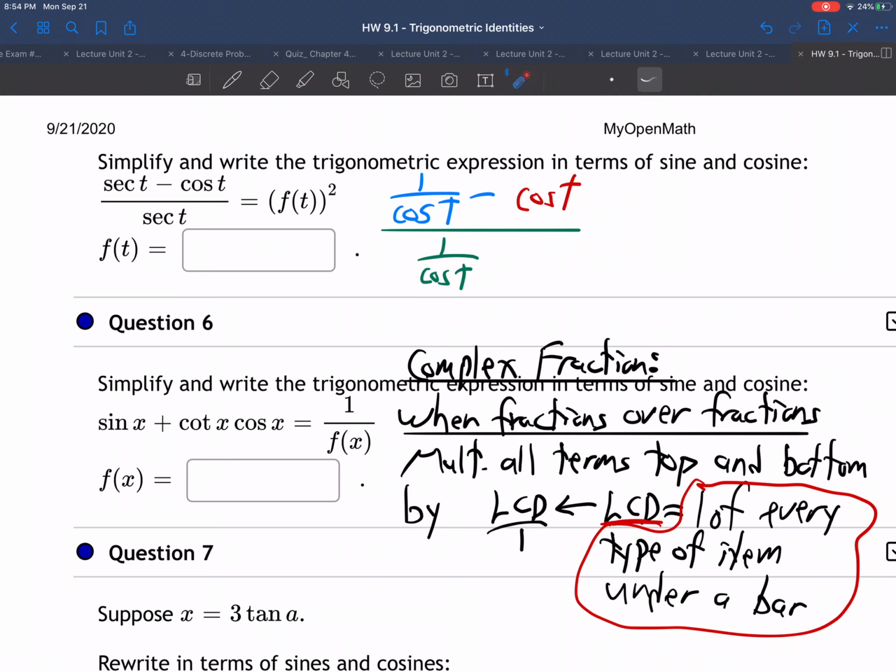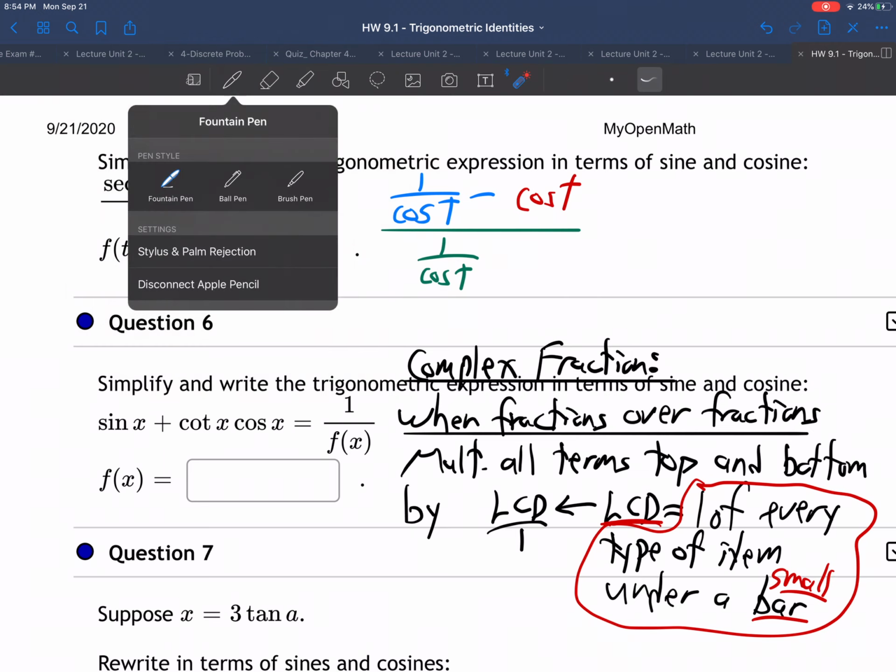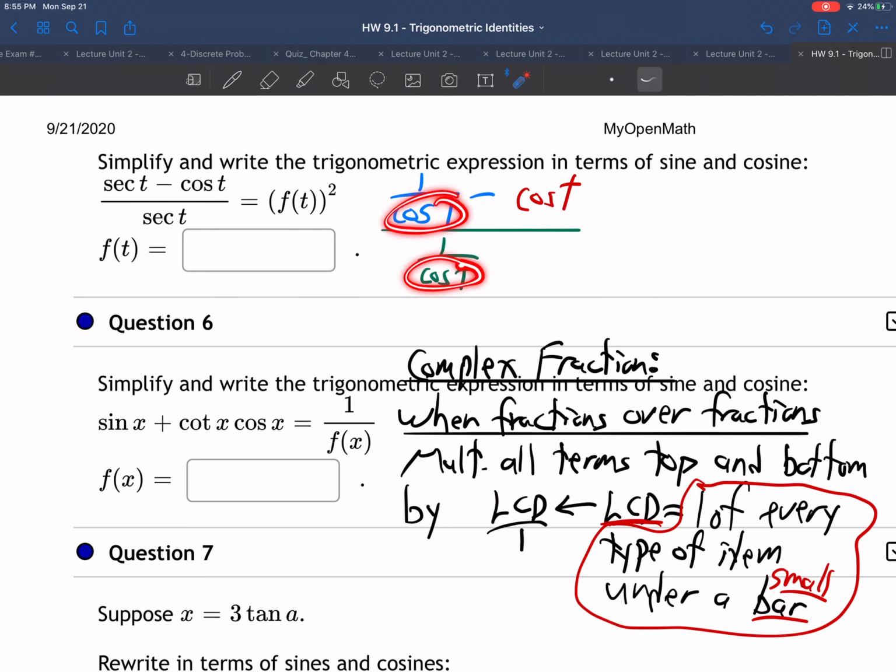What am I talking about? Well, this is under a bar and this is under a bar, right? Aren't those the only things under bars? I don't mean the main big bar. I just mean, maybe I should say, under a small bar. So yeah, what is under a small bar? This cosine and that cosine. Do I use them both? No, 1 of every type. So I just use 1 of those. That's the LCD over 1.